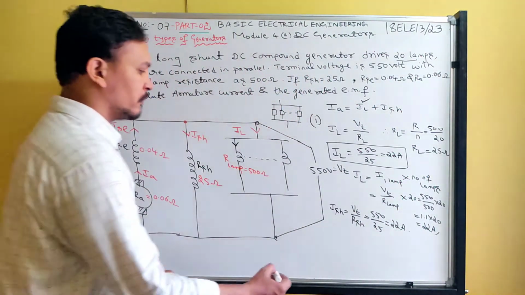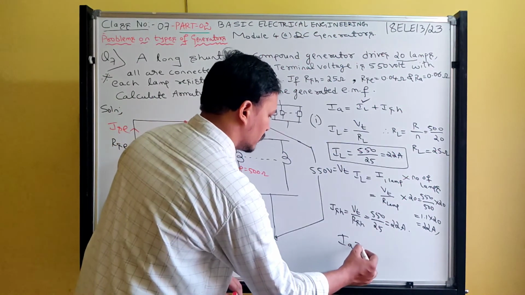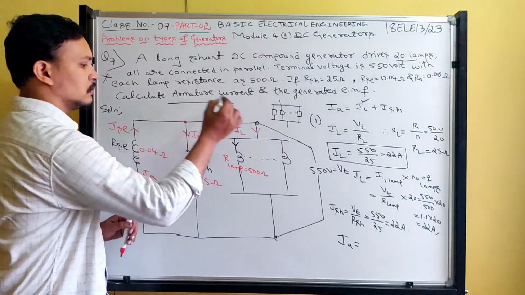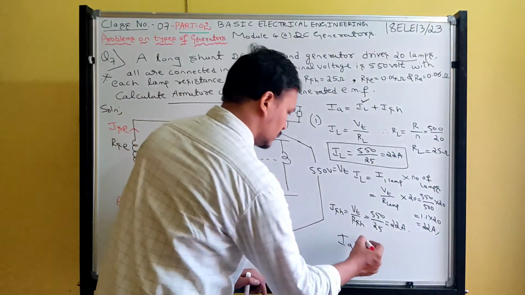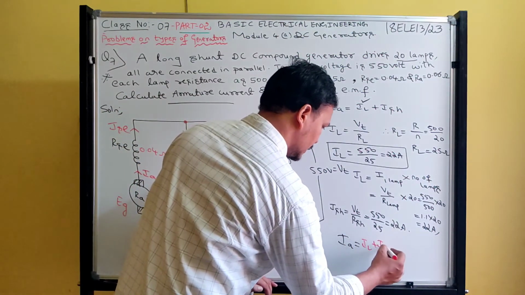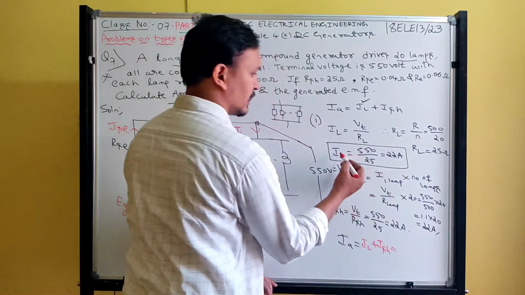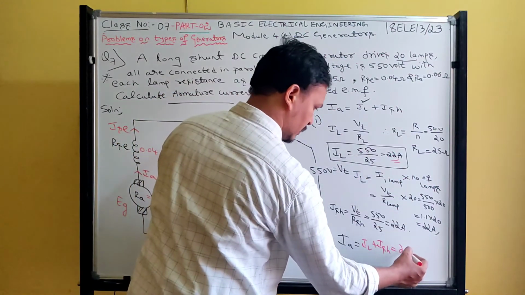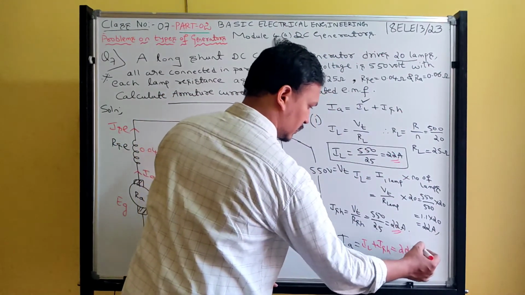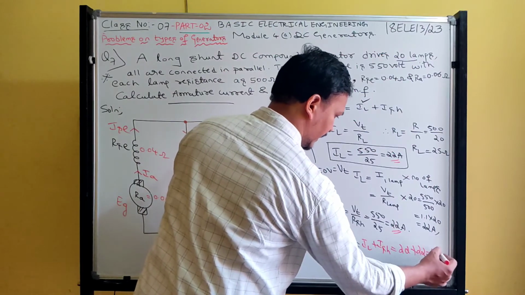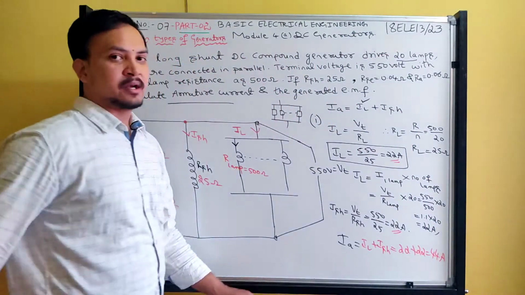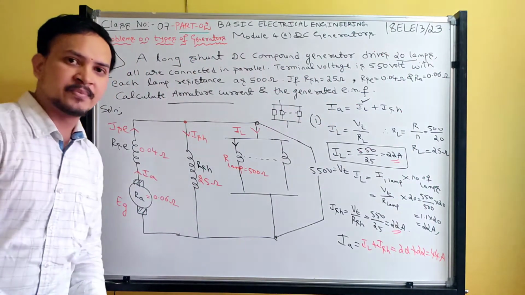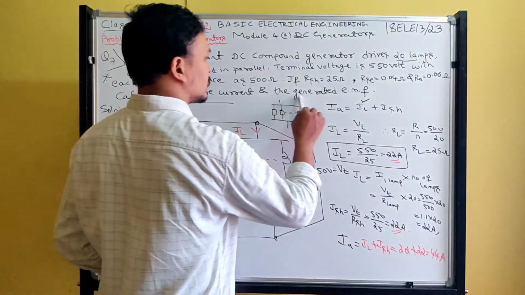Finally, they asked to calculate the armature current. The armature current is the load current plus the shunt field current. The load current is 22 amperes and the shunt field current is also 22 amperes. So finally, your armature current is 44 amperes.